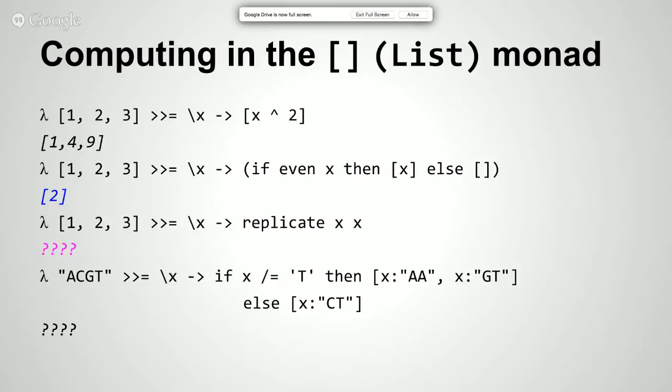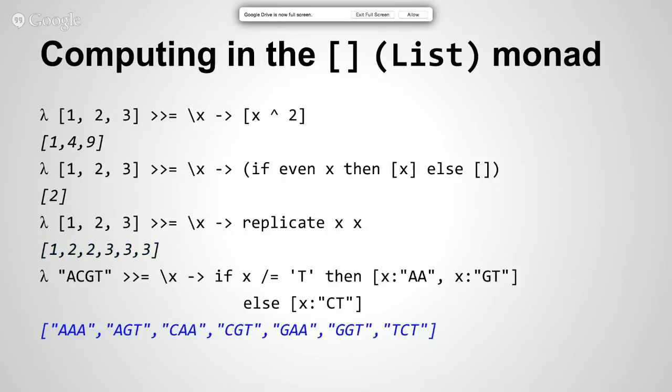And 1, 2, 2, 3, 3, 3. Exactly, because replicate n x is n copies of x. Oh, so that's what you get. And then this one, I'm just going to give the answer. It's got 7 elements. We got a 4-element list. For everything that's not a t, we cons it onto ct, and for t we cons it onto ct, and for everything else we cons it onto aa and gt. So we get those 7 elements. It's supposed to be like DNA. Yeah, I don't know if they mean anything.